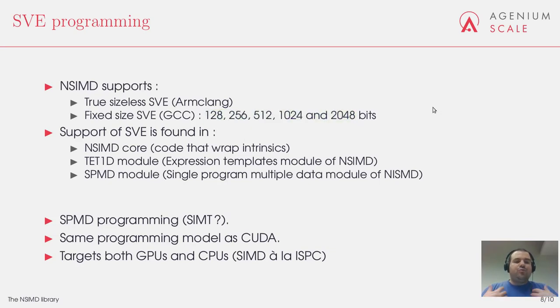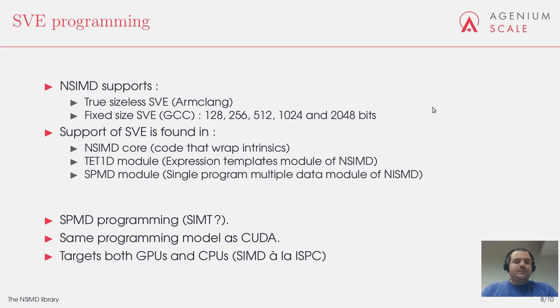And we provide three APIs for doing SVE in NSIMD. The first API is the historical one, which is provided by the NSIMD core. That's the code that wraps intrinsics. The second API is the module of C++ expression templates. And the third way of doing SVE is via another of our modules, which is called SPMD, so single program multiple data, which allows you to write code à la CUDA. I will come to this right now.